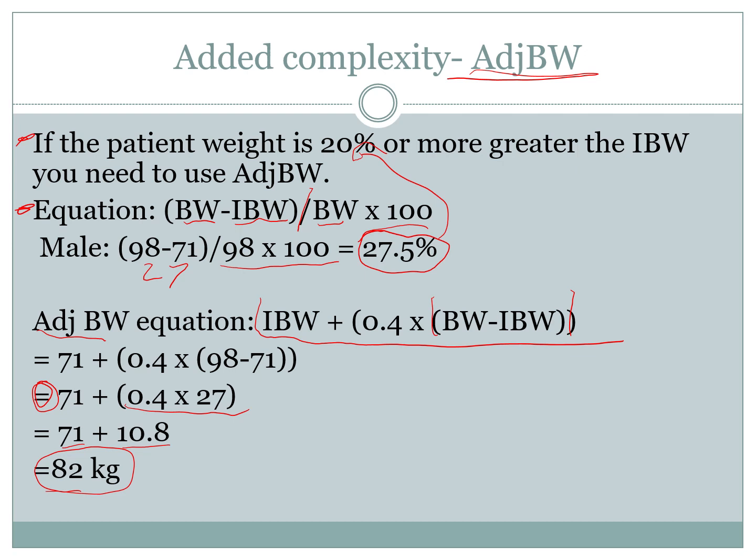Now, most people, particularly males in the military, will be greater than 20% over their ideal body weight. Okay, it's just anyone who's large, strong, big build is going to be 20% greater than their ideal body weight, because the ideal body weights are basically calculated on smaller framed people.